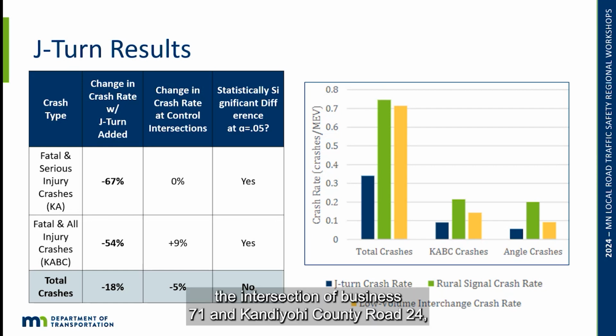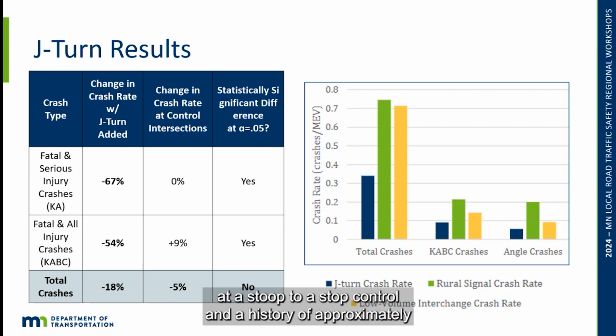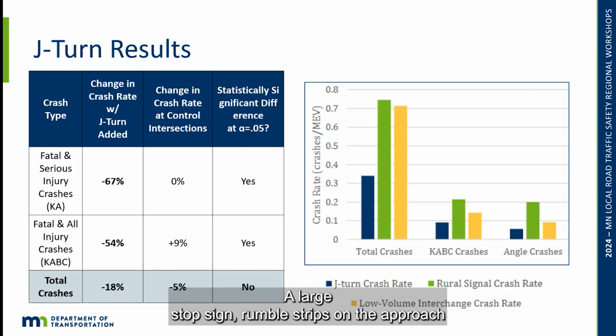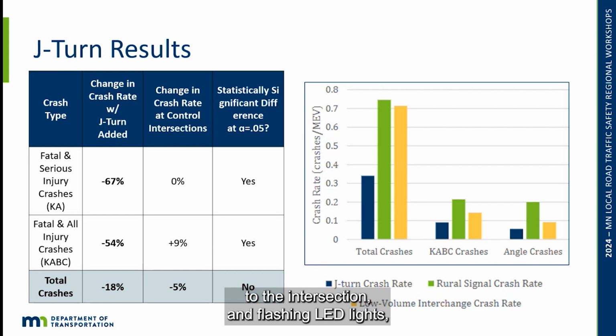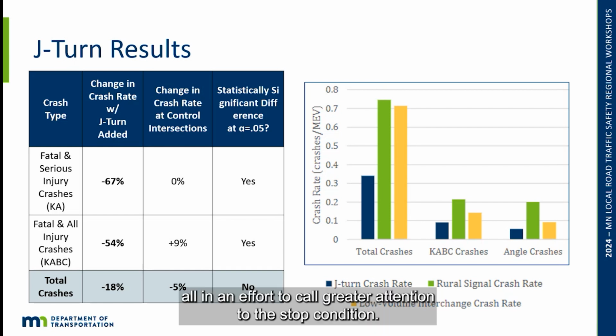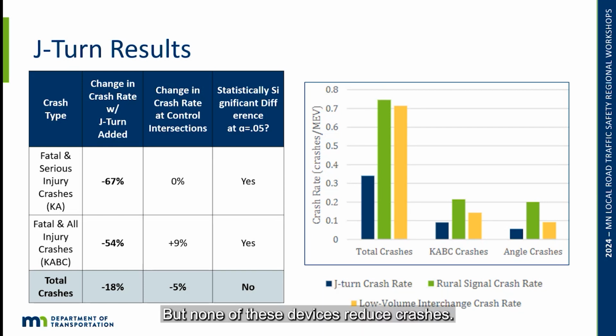Wilmer was second. The intersection of Business 71 and County Road 24 had a two-way stop control and a history of approximately 5 crashes per year, all of which were right angle. MnDOT attempted several low-cost mitigations: a larger stop sign, rumble strips on the approach to the intersection, and flashing LED lights, all in an effort to call greater attention to the stop condition. But none of these devices reduced crashes.